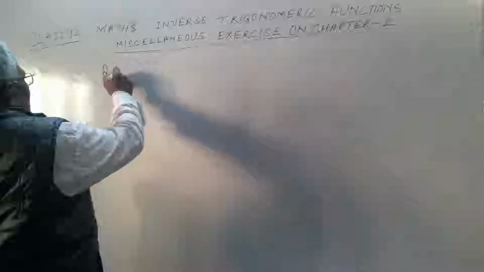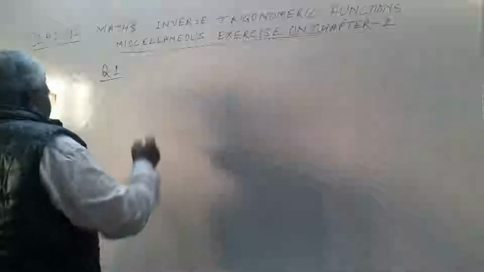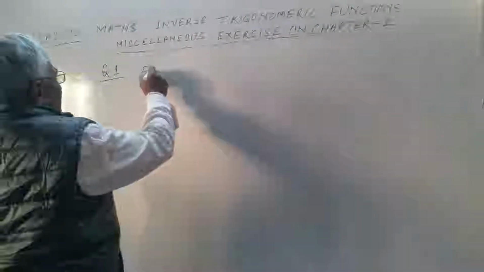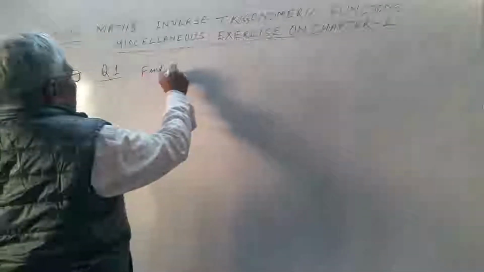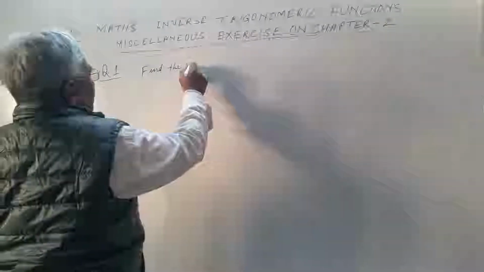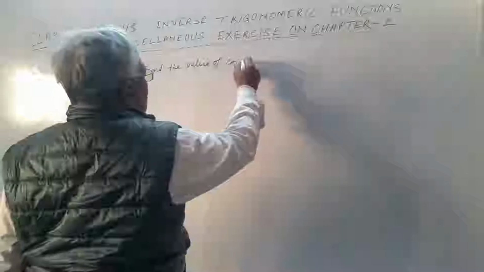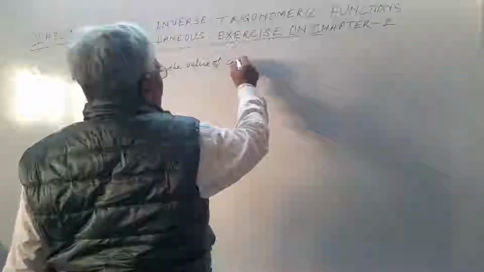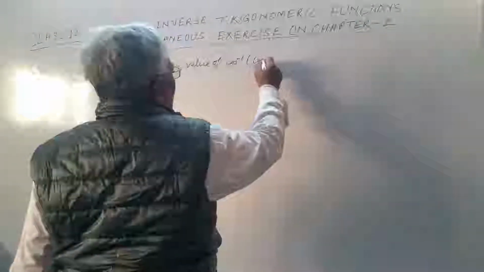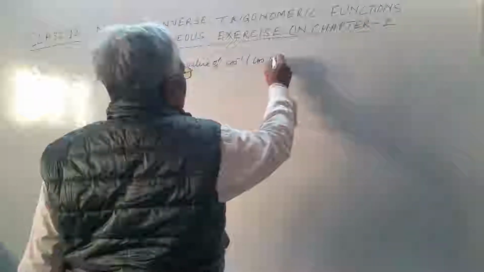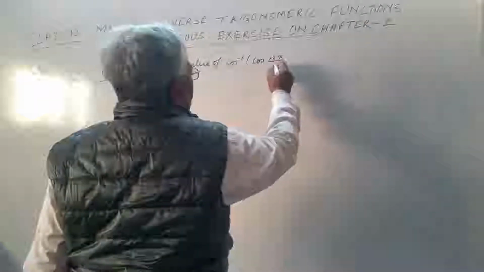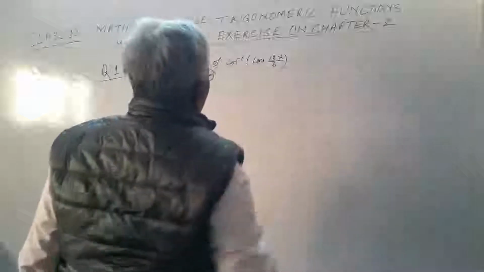Question number 1 says: find the value of cos inverse of cos 13 pi upon 6. This value you have to find.